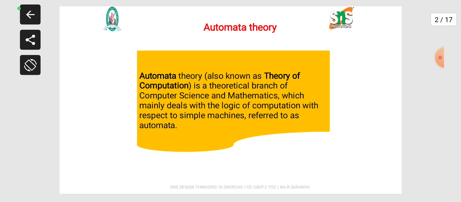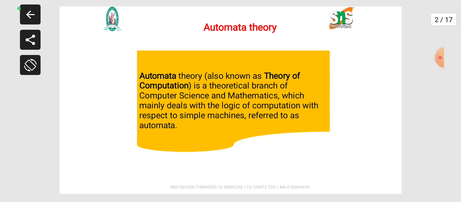So the word theory is none other than a set of ideas. We are going to give some detailed explanation on some topic, so that's what we used to call a theory. And computation, the word computation means solving or calculation, a set of calculations we are going to perform in order to solve some technical issues. So theory of computation has basically three branches.